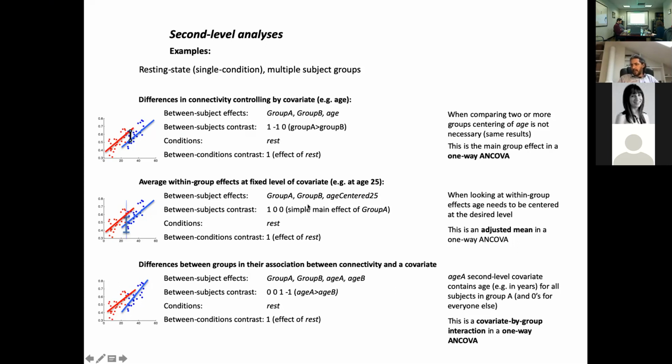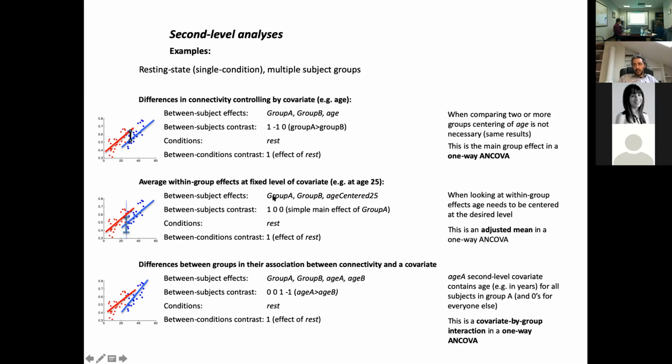And then we also saw these other examples, which are a way to see what, in the ANCOVA literature, is presented as adjusted means. So what if I want to know the activation level in this group at age 25? How would I ask that question? Is the activation at age 25 positive or not? And this is how you do it.